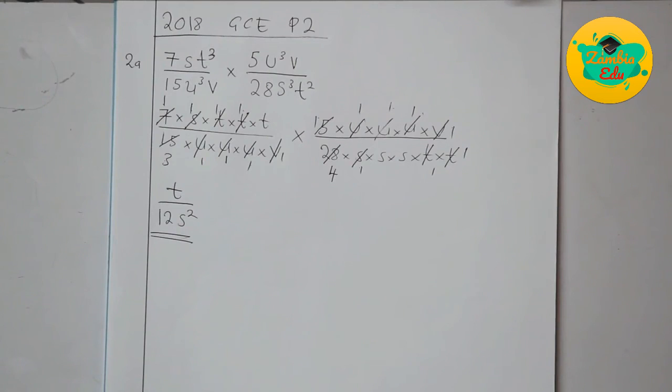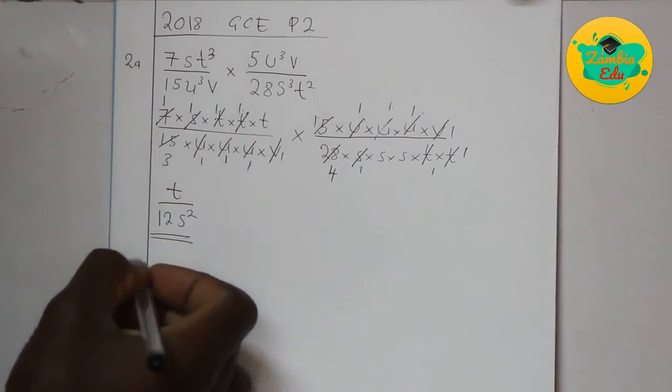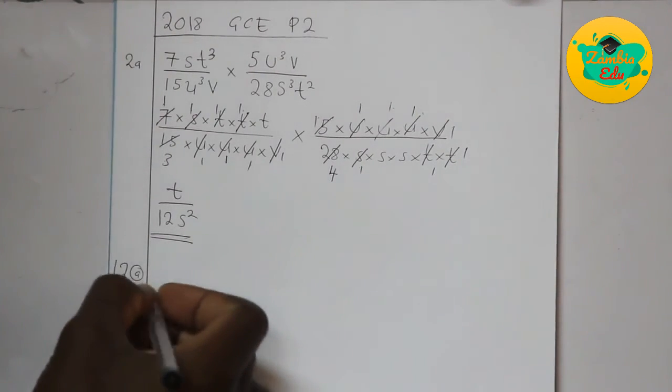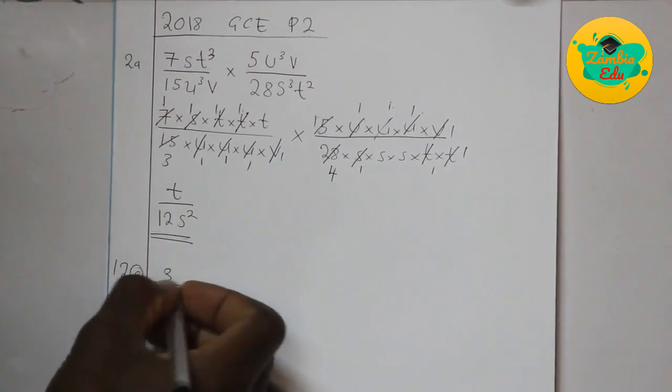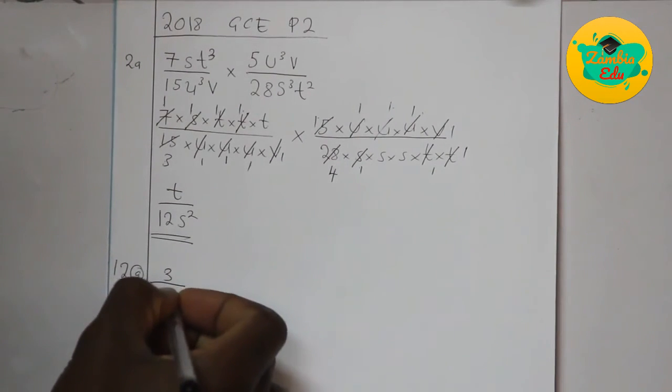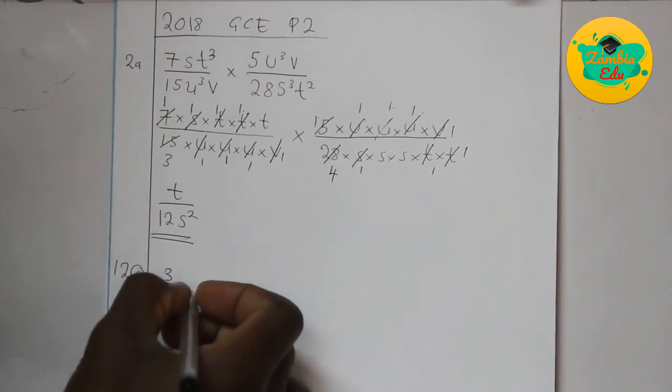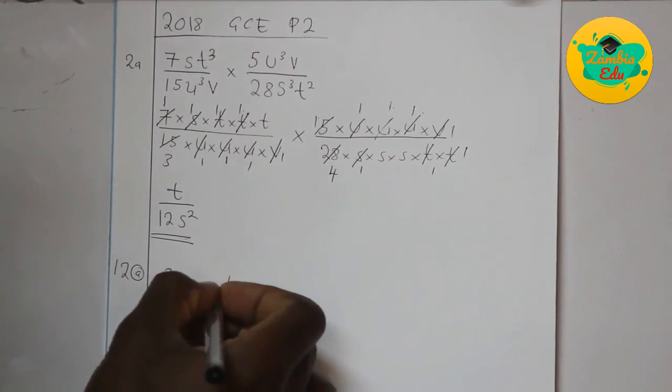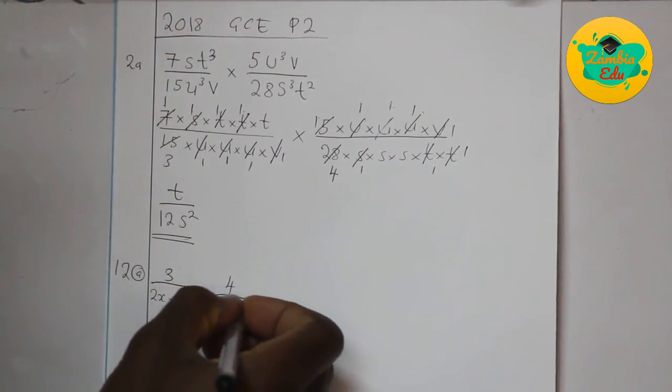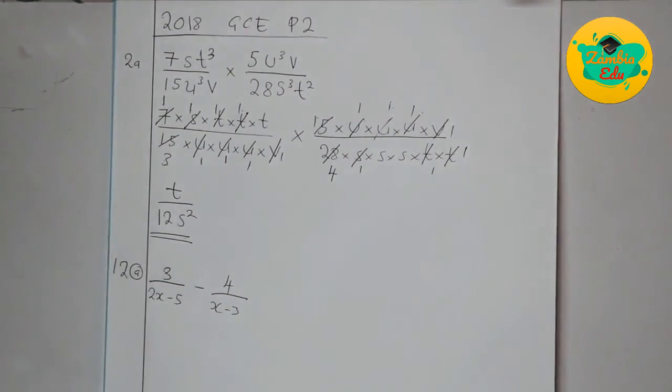It was question 12a, and it said express 3 over 2x minus 5 minus 4 over x minus 3 as a single fraction in its lowest terms. So I'm indicating the number there, and it was 3 over 2x minus 5 minus 4 over x minus 3. So we are supposed to write that as a single fraction.